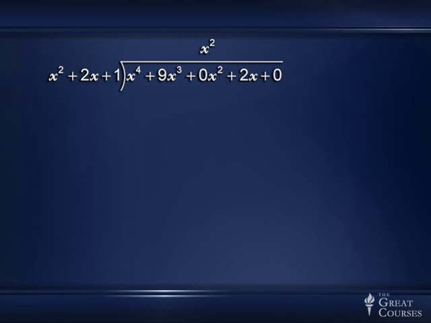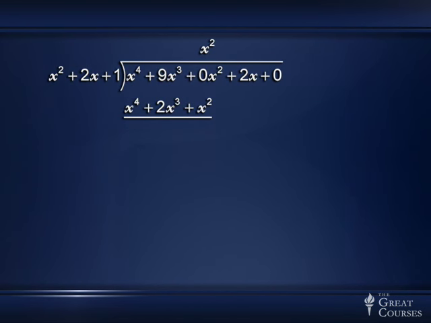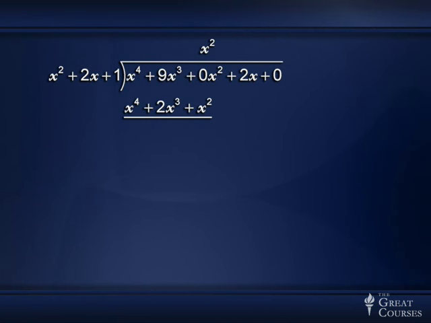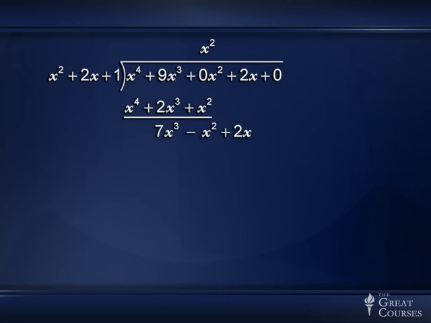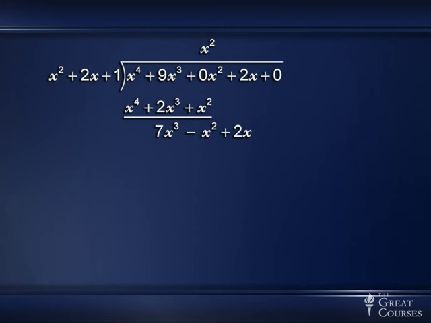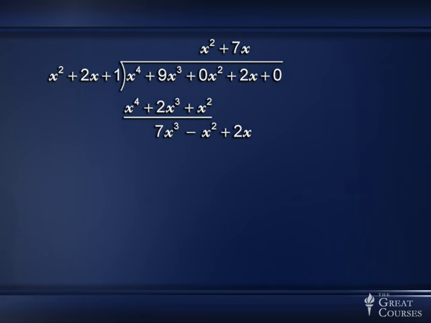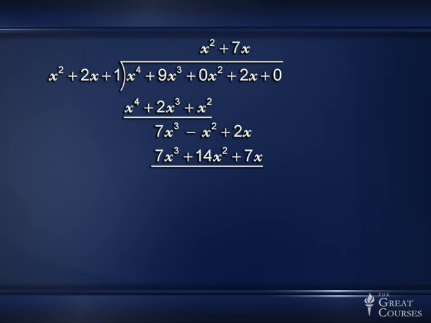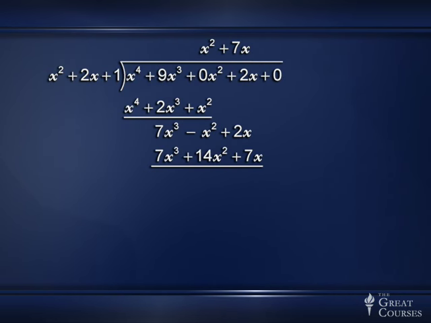Multiplying that x squared by the divisor, x squared plus 2x plus 1, gives you x to the fourth plus 2x cubed plus an x squared. And now you subtract. It's the same as usual. And the x to the fourths cancel, and you're left with 7x cubed minus x squared plus 2x after you do the drop down of the 2x. And now, how many times does x squared go into 7x cubed? The answer is plus 7x times. Put that on top. Multiply the 7x times the x squared plus 2x plus 1, and you'll have 7x cubed plus 14x squared plus 7x.